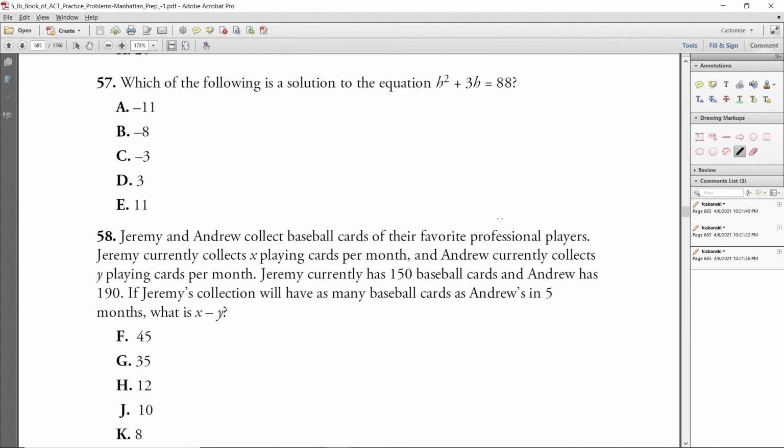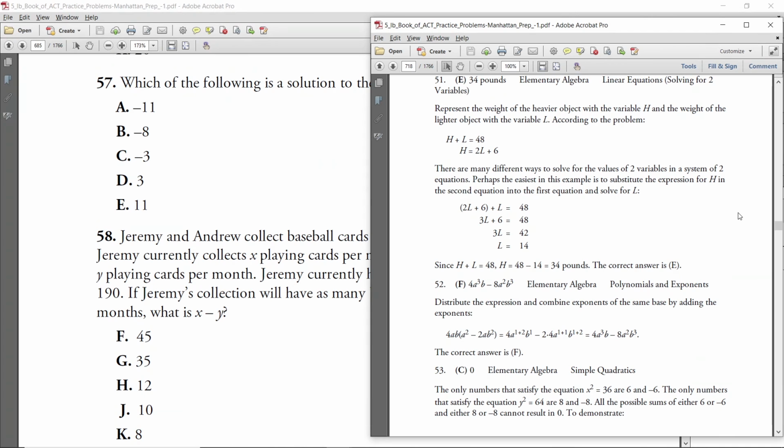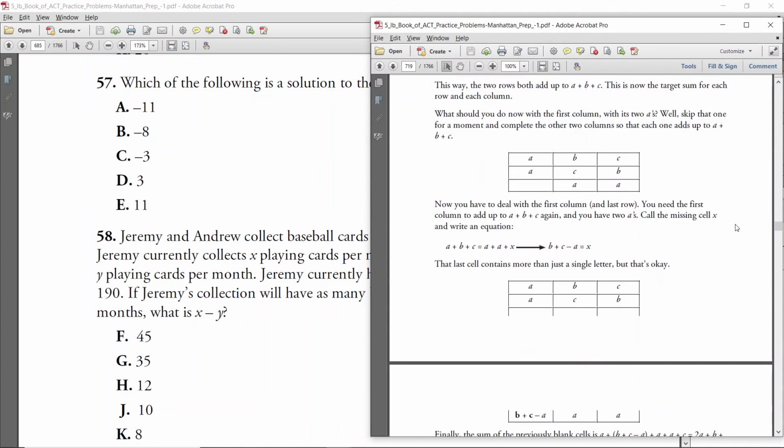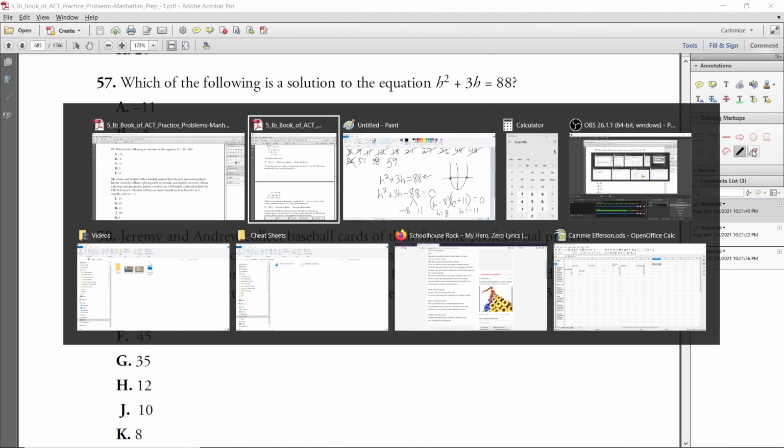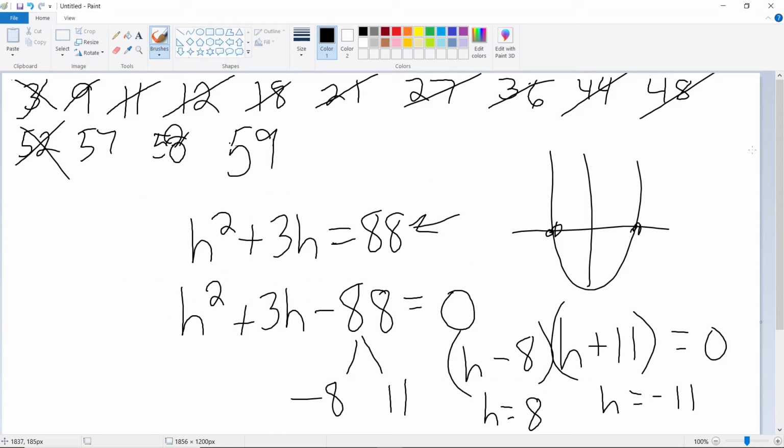And they have A. They don't have 8, but they do have negative 11. So 57 is A. There's always, or generally, two answers, two solutions to something like that. So there's a whole chapter in the SAT and ACT Math Guide about quadratics, if you want to look that up.